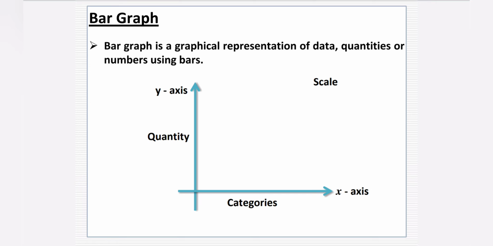Next point is bar graph, which is very simple. I know everybody knows how to draw a bar graph, but let me explain. A bar graph is a graphical representation of data, quantities, or numbers using bars. We draw a bar graph on graph paper, and we draw the x-axis and y-axis. On the x-axis we mention the different categories, and on the y-axis we mention the quantities. We do mention the scale of the data. Bar graphs are used to compare numbers, frequencies, or other measures of distinct categories of data.